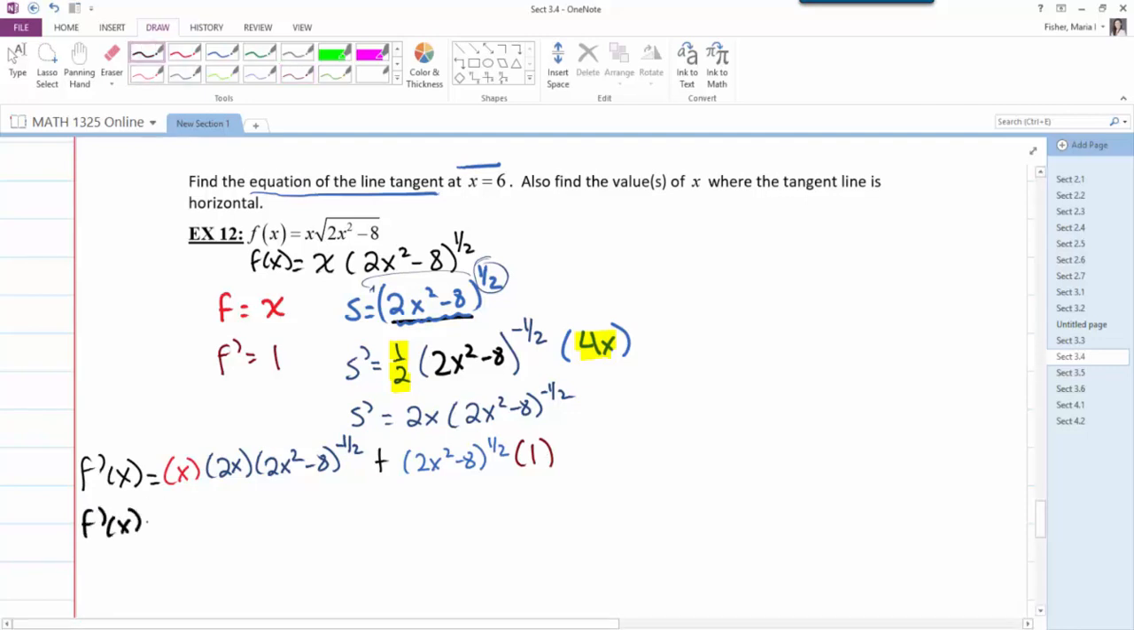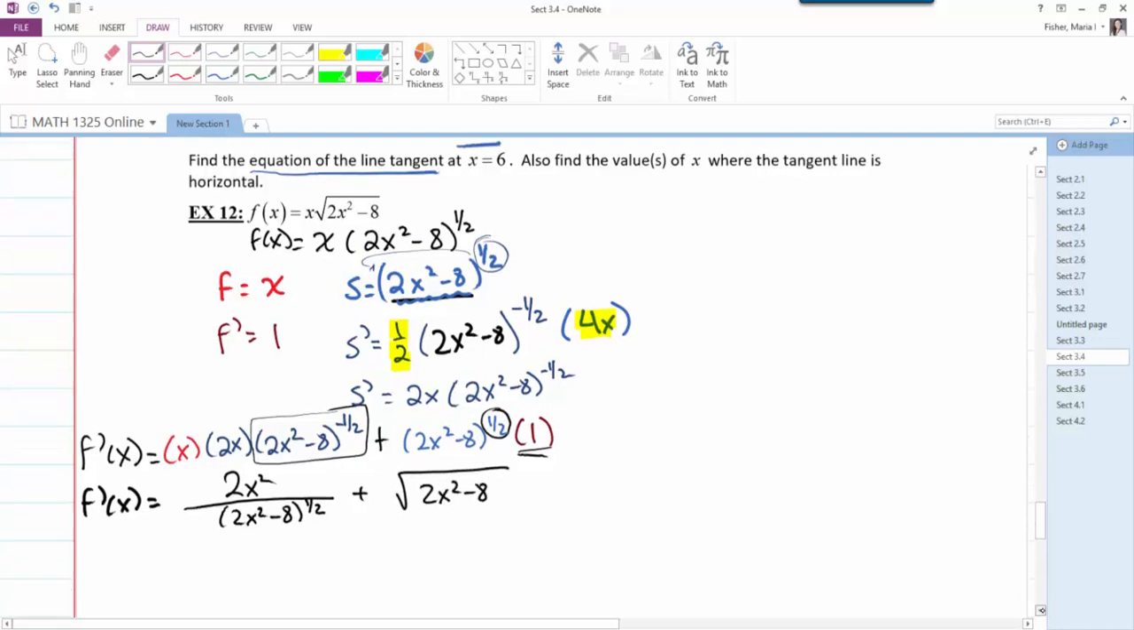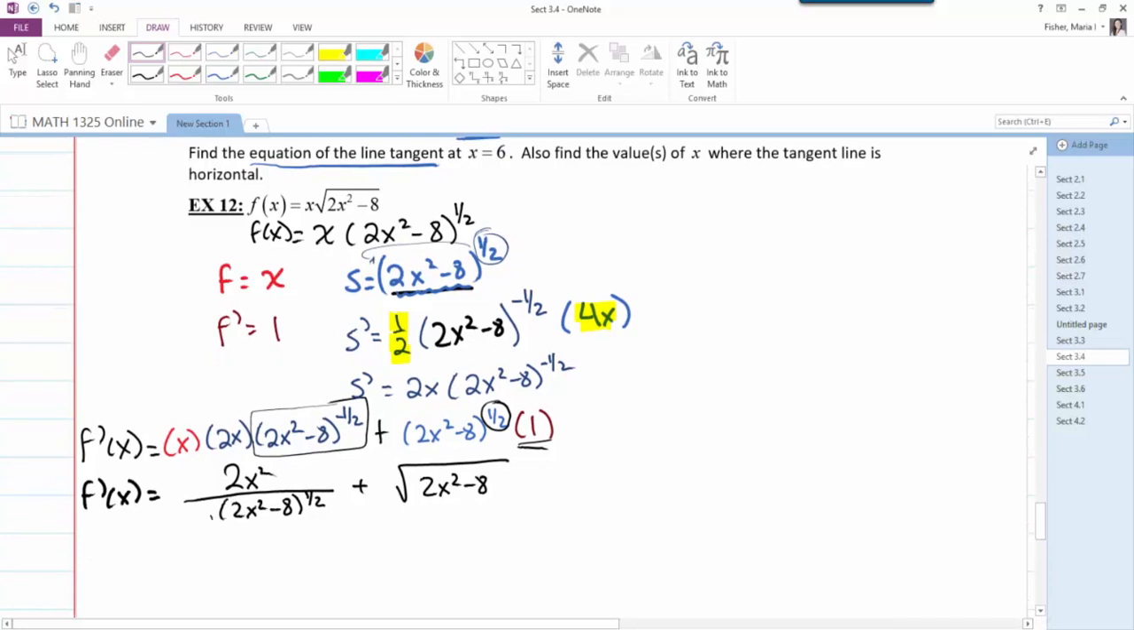F prime of x is going to equal, now here, this guy here has a negative exponent, right? So it can go to the denominator, and then x times 2x is 2x squared. Here, anything times 1 is itself, and I'm going to go ahead and make that 1/2 back into a square root. The last thing I'm going to do to help clean this up is I'm also going to make this guy back into a square root.